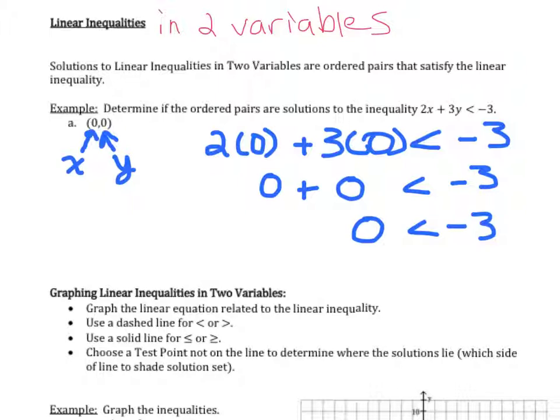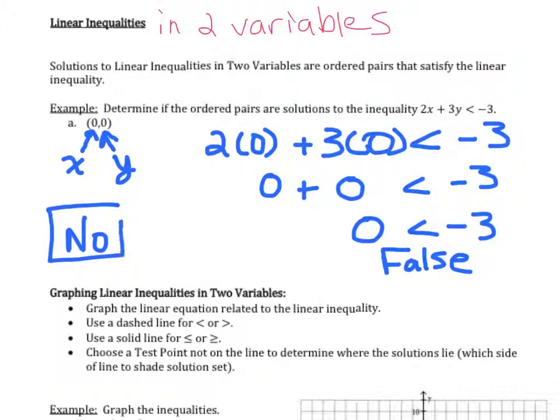And that is a false statement. 0 is actually bigger than negative 3. It is on the right-hand side of negative 3 on the number line. And so we'd say that no, this ordered pair (0, 0) is not a solution to the inequality.